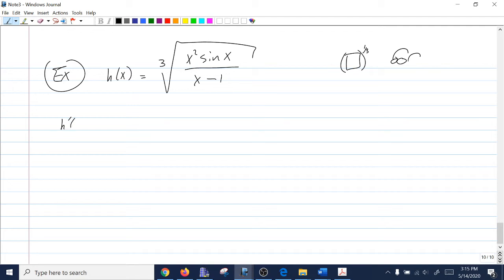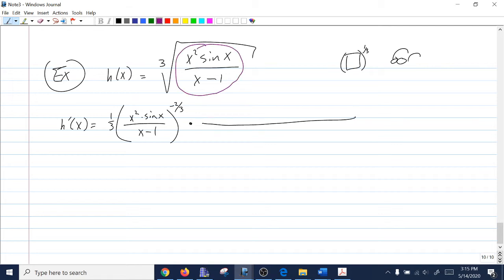The derivative of something to the 1/3 is 1/3 something to the 1/3 minus 1, which is negative 2/3. What goes in here? I know the quotient rule, but it's not time for the quotient rule. This is leave the inside alone time. x squared sine x over x minus 1. The time for the quotient rule is outside. Now is the time that I look at the inside and write its derivative out here. Now, this is the thing that's a quotient. This is the time to use the quotient rule.